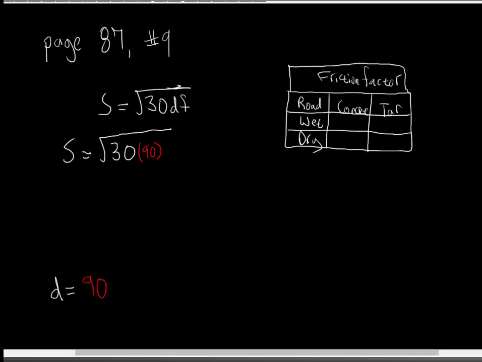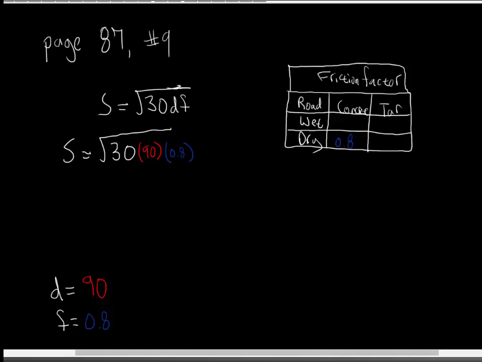So I'm going to go to my table, looking at the book. Dry concrete road was this spot in the box, 0.8. So I know that F, my friction factor, is equal to 0.8. So I'll go up here to my equation and I'll substitute in 0.8.